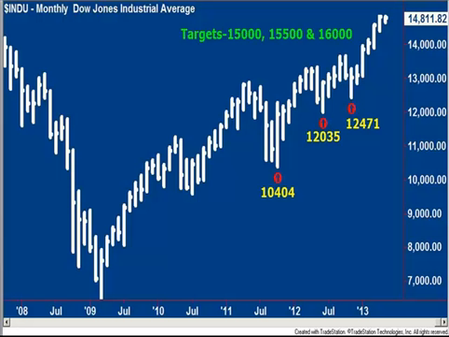Well, that was then. This is now. The monthly bar with the low at 10,404 marks the October 11 low that we referred to on the previous chart. As you can see, the Dow blew through the initial target of 13,450. Of course, we raised the targets along the way as the market continued the very strong advance.